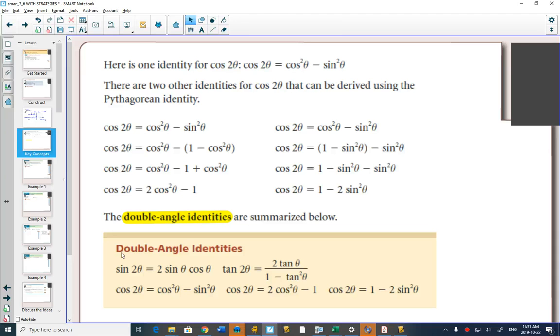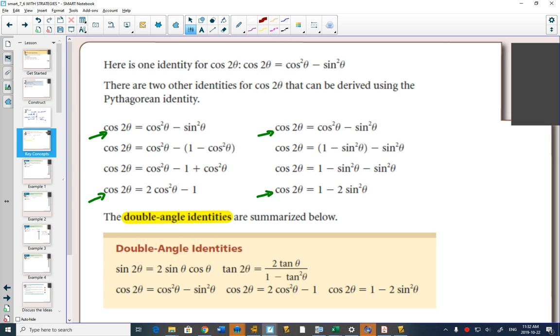And in your textbook, they show you that if cos 2 theta is cos squared minus sine squared, well, I could change the sine squared to 1 minus cos squared, and then I also get that cos 2 theta is 2 cos squared minus 1. And if I started with cos 2 theta is cos squared theta minus sine squared theta, and I replaced the cos squared theta with 1 minus sine squared theta and rearranged it, I would also get that cos of 2 theta is 1 minus 2 sine squared.